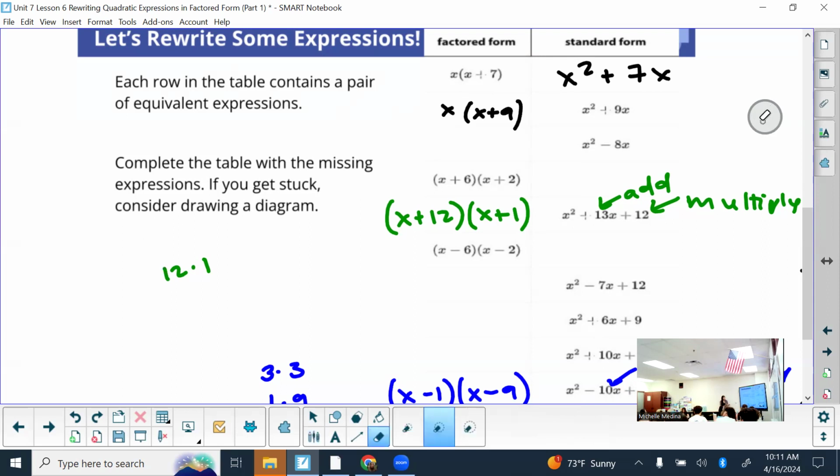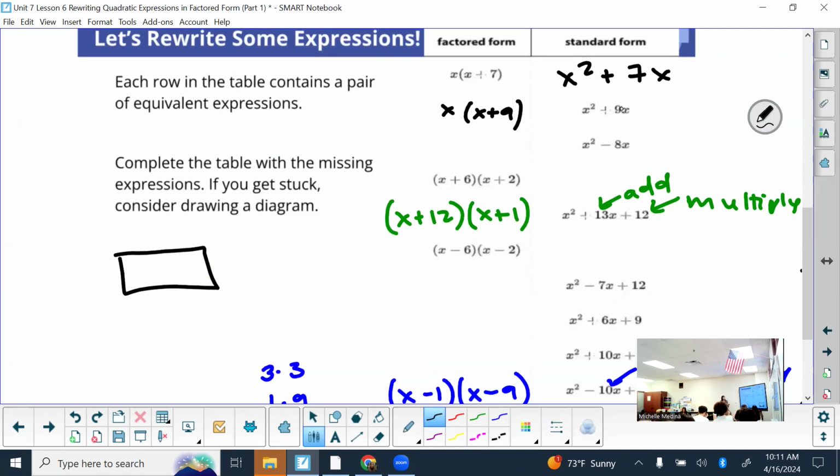Good. So either you could guess and check. It does say if you get stuck, make a diagram. So since I have just 2 terms, and this is what I was given, then I'd probably start with this. And then I think, what times what gives me x squared? That. Now, since I know that it has to be x, what times x gives me 9x? So that's another way you could do it. More visual learners, knowing like area, things like that.